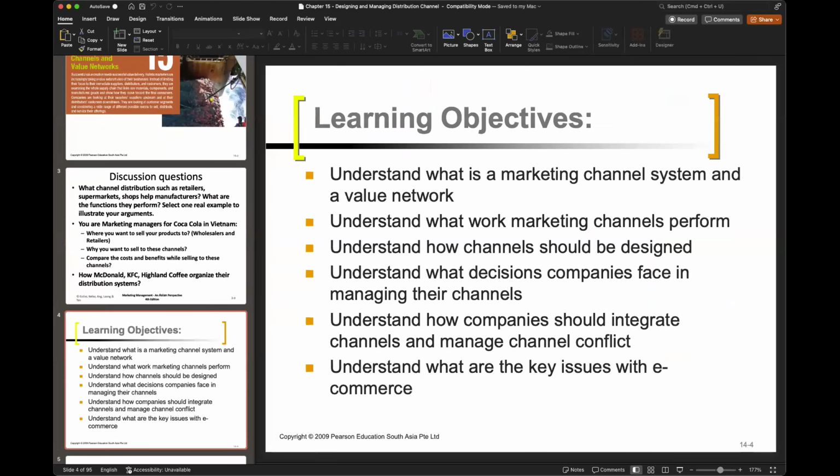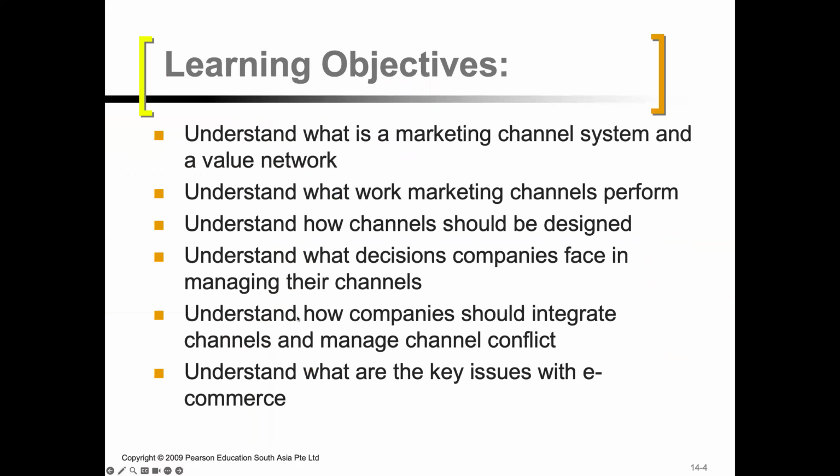So the learning objectives of this chapter are to understand what a marketing channel system and a value network are, understand what work marketing channels perform and how channels should be designed, understand what decisions companies face in managing their channels, and how companies should integrate the channels and manage channel conflicts, and understand the key issues with e-commerce.